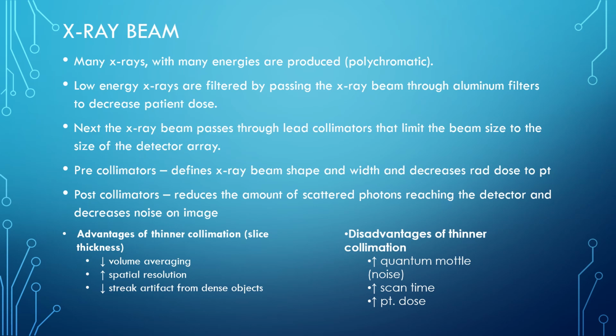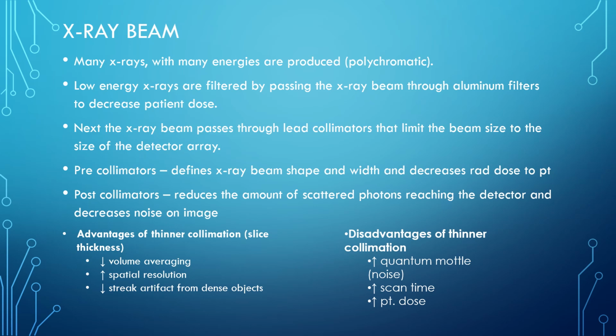Then it goes through the pre-collimators. This defines the X-ray beam shape and width and decreases the radiation dose to the patient. Then all the X-rays will pass through the patient and then arrive at the post-collimators. The post-collimators reduce the amount of scattered photons that reach the detector and decrease the noise in the image.